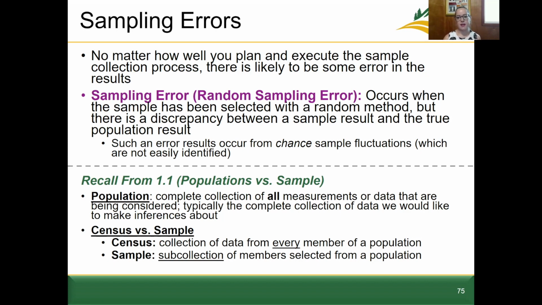As we're talking about this definition of sampling error, which is the same thing as random sampling error, I want to remind you about the definitions of population versus sample. This occurs when the sample has been selected with a random method, but there is a discrepancy between the sample result, which is supposed to be representative of the population, and the true population.